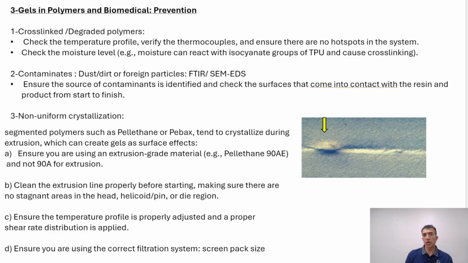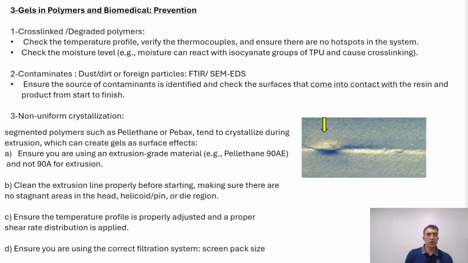Also check the moisture level of your resin. Some resins, for example polyurethane, can react with moisture, like the isocyanate group of polyurethane. When they react with moisture, they create cross-linked fractions that would create problems for the material, and it would appear in the form of gels in the material.